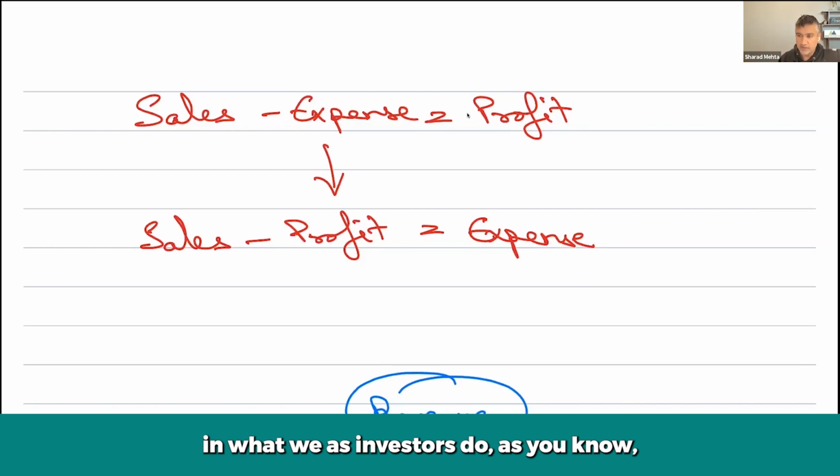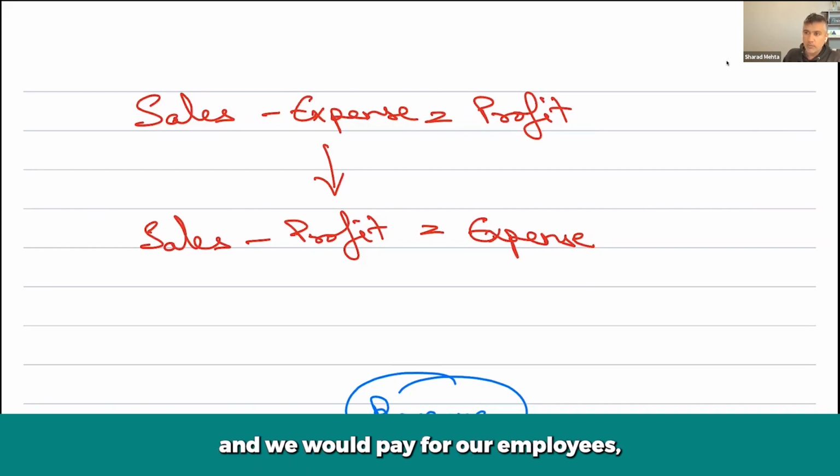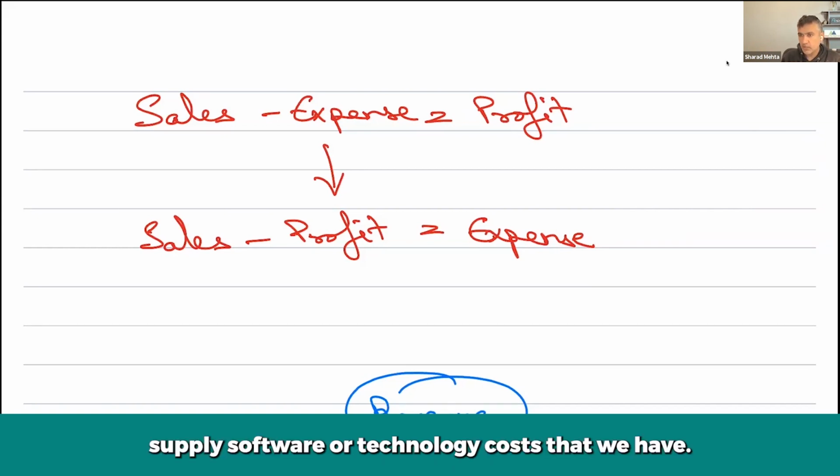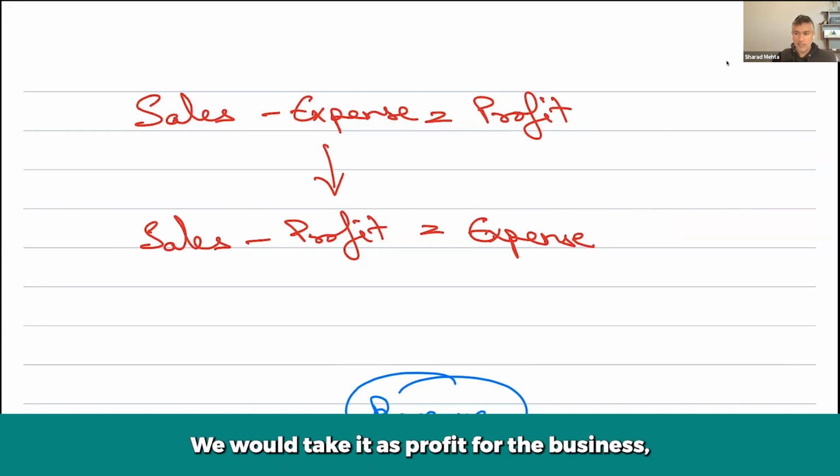And what we as investors do is, let's say we have 10 of these transactions. So we make about 350,000 in revenue. In this case, let's just say sales. And then we would pay all our operating expenses. So we would pay for marketing, we would pay for our employees, we would pay for any supplies, software or technology costs that we have. If we have an office, we'll pay for the rent, and whatever is left over, we would take as profit for the business, whether or not you're paying yourself a salary. So that's how a typical business would work.